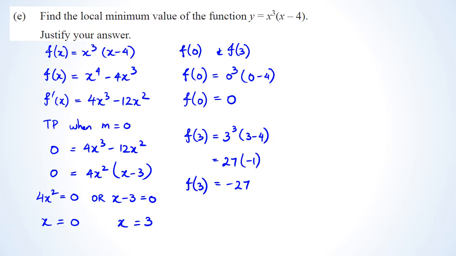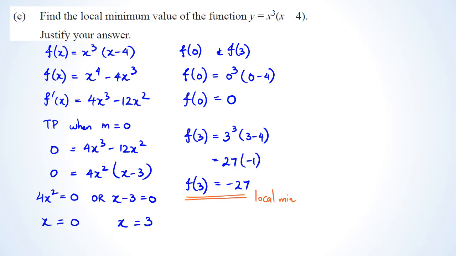So at this point, you can justify this by saying that, well, since f of 3 has a y value of negative 27 and f of 0 has y value of 0, you can see that negative 27 is actually below 0. So that's why this will become the local minimum. So that's one way of doing it.